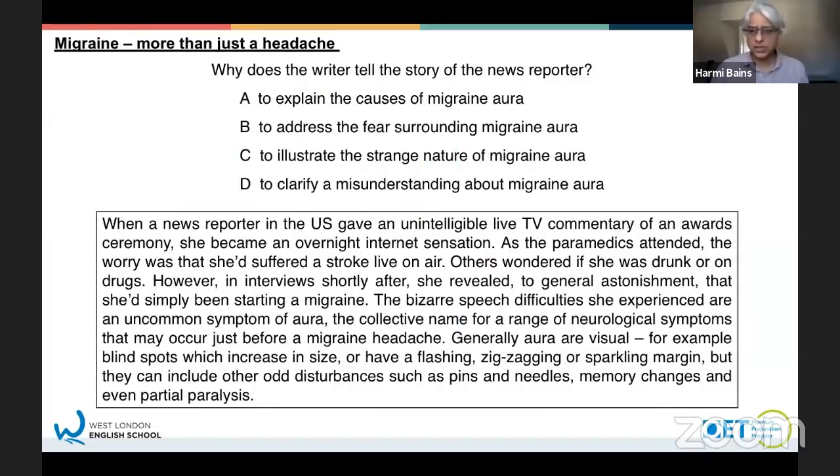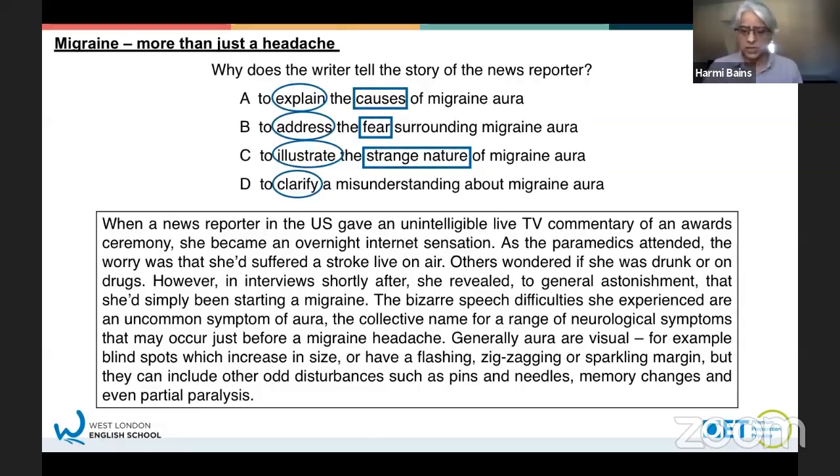Okay, this is question two. It was about migraines. And once again, let's have a look. You might notice, again, looking at the answer options, they all begin with verbs. Normally what I do is I just quickly underline the verbs in the answer options just to kind of help me focus. You've got explain, address, illustrate, clarify. So they're all slightly different, these verbs. Explain causes of migraine aura. Address the fear surrounding migraine aura. Illustrate the strange nature of migraine auras, or clarify a misunderstanding about migraine auras.